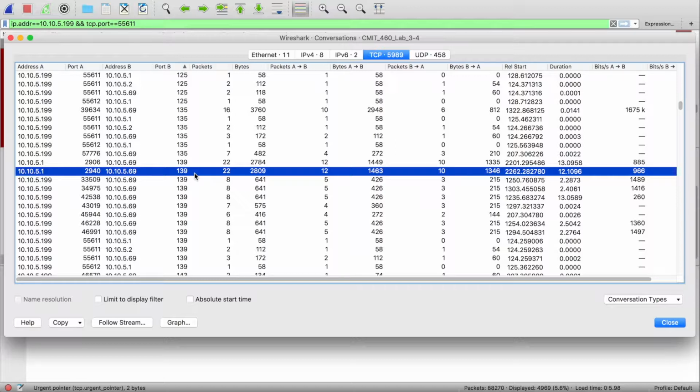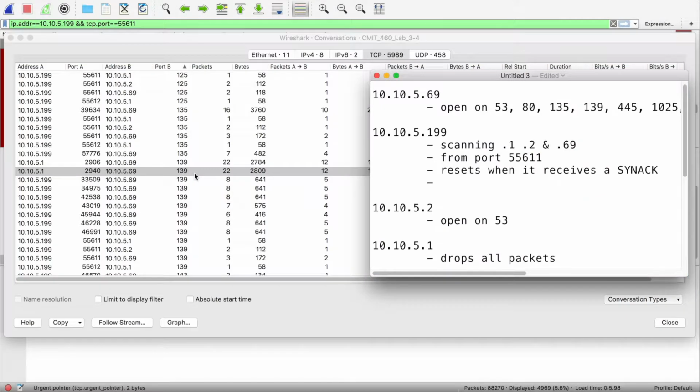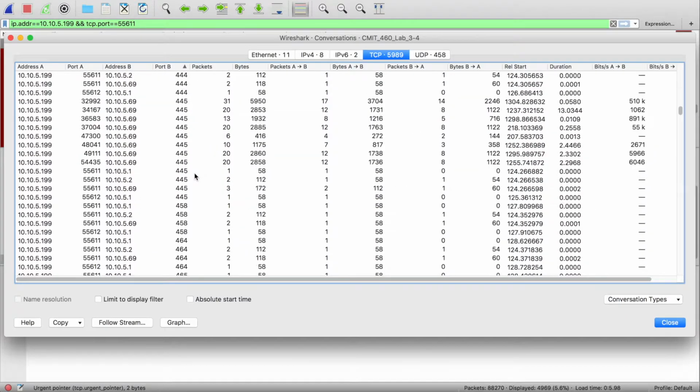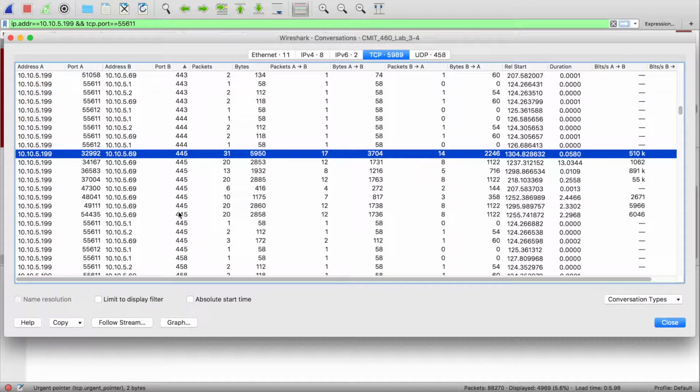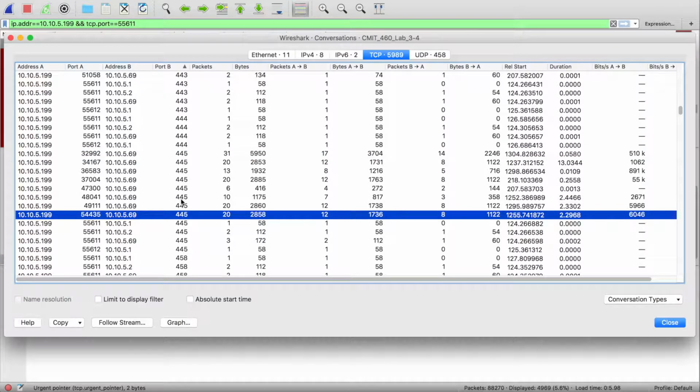Okay, so .1 is talking on 139. Interesting, but there was no... Okay, so it's not from .19, it's from .69. So that may be interesting to look at. So 445. Okay, so there's a fair amount of that. Multiple different sessions there.